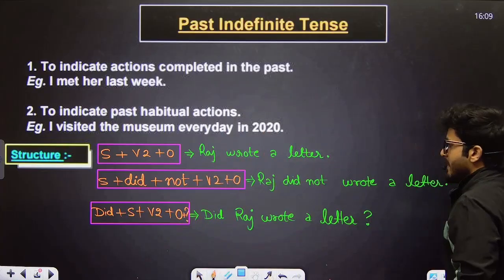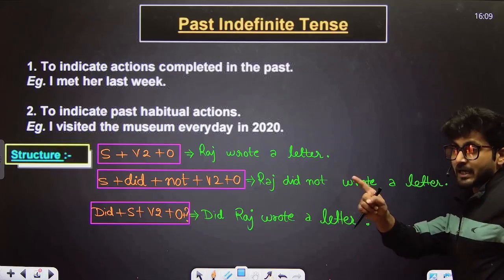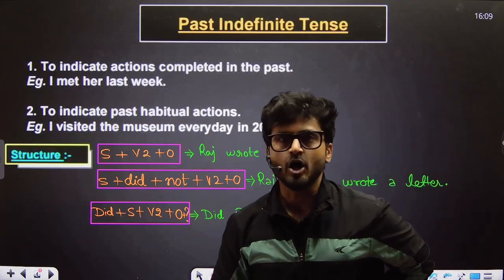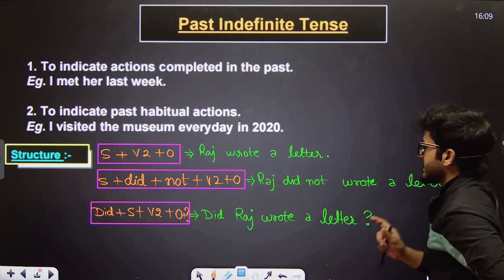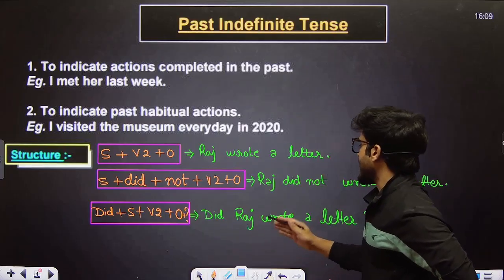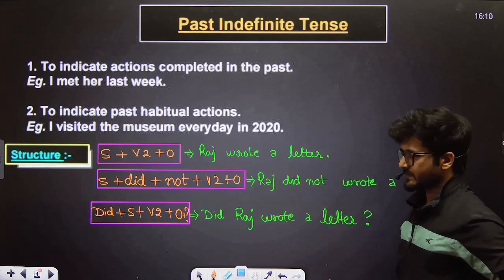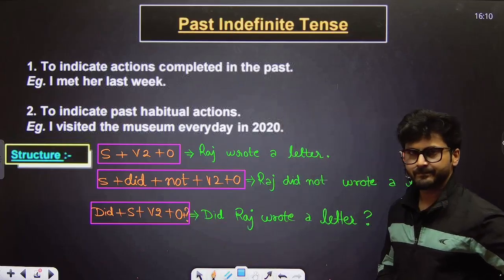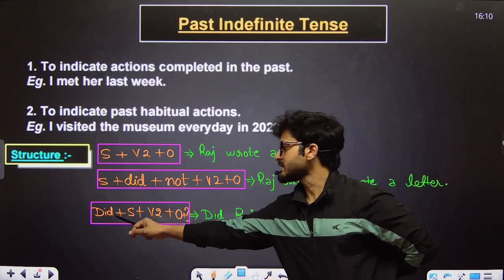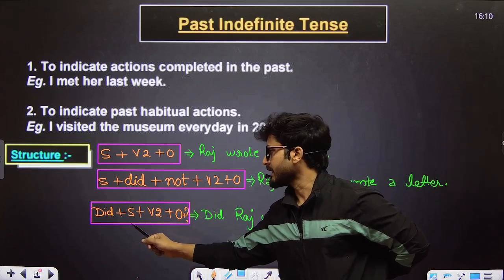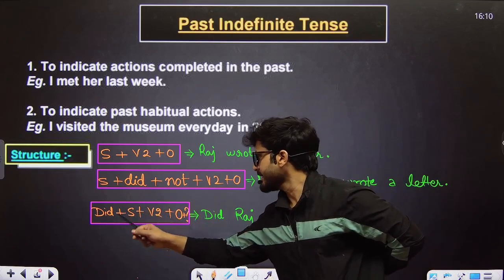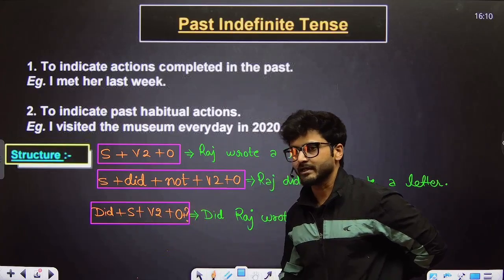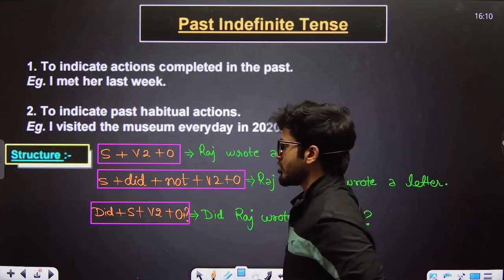Got it? So you can also make the interrogative negative form. How are you going to make the interrogative negative form? Just write it here: Did Raj not write a letter? So it will be did plus subject plus not plus verb 1 plus object plus question mark. Or as well you can write it as didn't, did and apostrophe t, didn't plus the subject, whatever the subject is, Raj write a letter. So didn't Raj write a letter will also be your question formation.